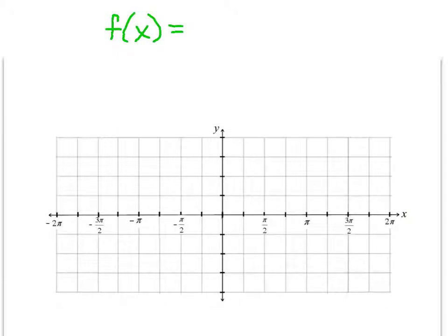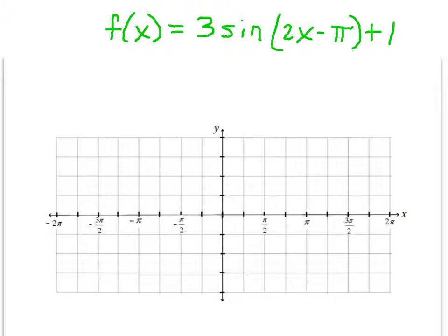f of x equals 3 sine 2x minus pi plus 1. So I have all four things going on in this function. I have coefficients in four different places: the 3, the 2, the minus pi, and the plus 1.